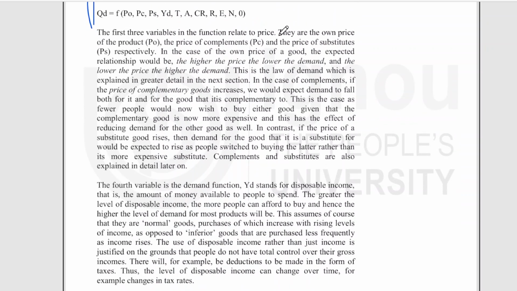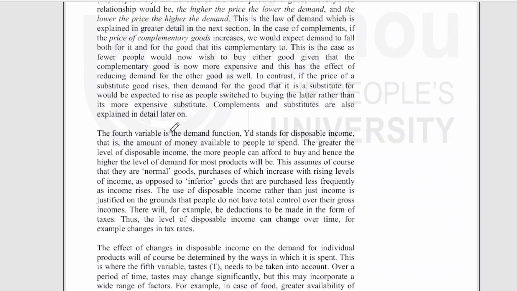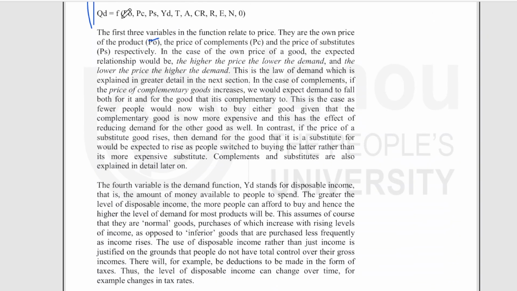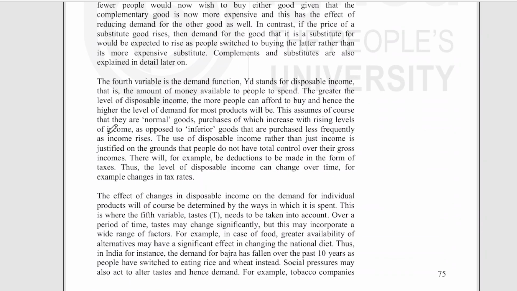They are the own price of the product, that is PO, the price of complements, that is PZ, and the price of substitutes, that is PS, respectively. And the fourth variable in the demand function is YD, which stands for disposable income. So that is the amount of money available to people to spend. The greater the level of disposable income, the more people can afford to buy, and hence the higher the level of demand for most products will be.